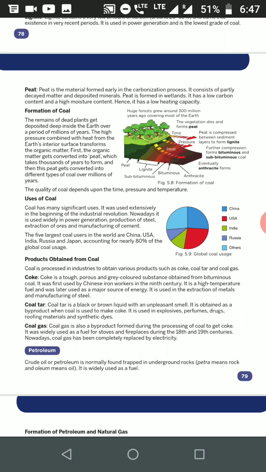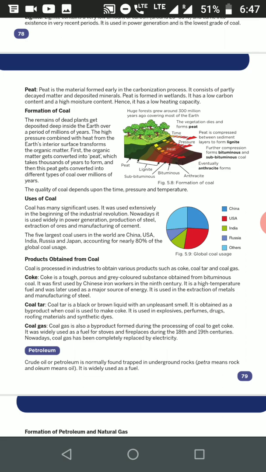Next, products which are obtained from the coal. There are three products obtained from coal, that is coke, coal tar and coal gas. Coke is a tough, porous and grey colored substance obtained from bituminous coal. It is a high temperature fuel and is a major source of energy.